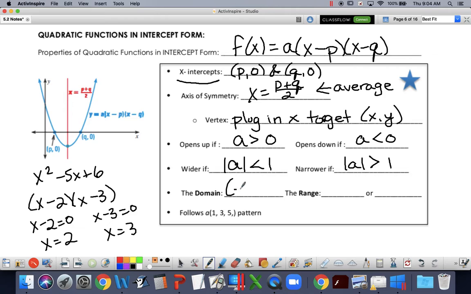My domain always goes from negative infinity to positive infinity. And my range, the same kind of idea, is going to either go from negative infinity up to y, and that's the y value of my vertex, or it's going to go from y up to positive infinity. So this is the y value of the vertex.